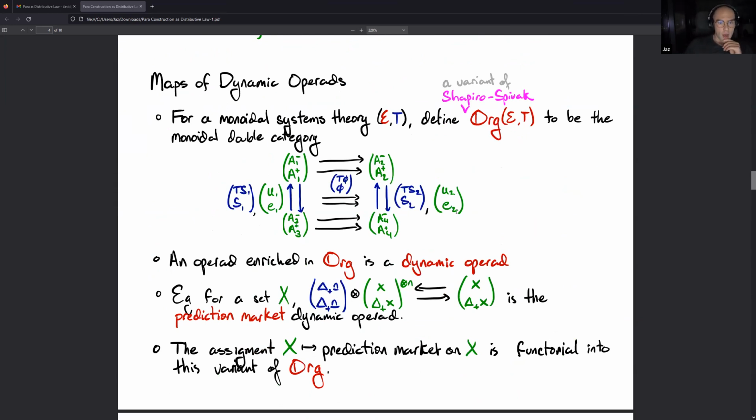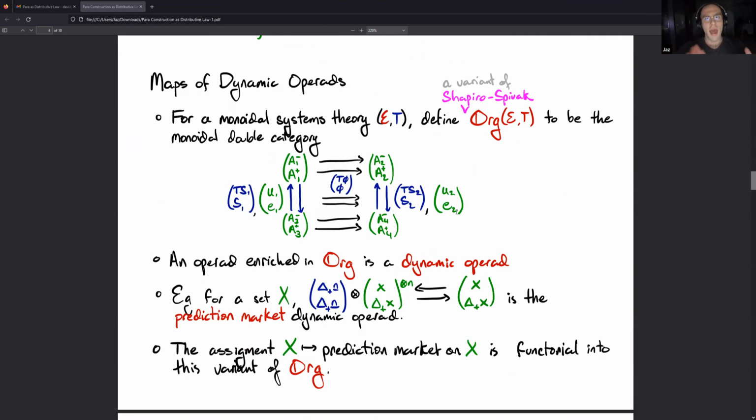I'm not going to go too much into what a dynamic operad is, but it's a notion due to Brandon Shapiro and David Spivak. And so we can define it in any monoidal systems theory now, given that we have this kind of double category here, which should be called Org. That's to steal a terminology from Brandon and David.